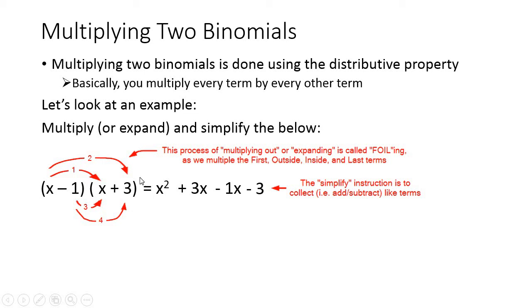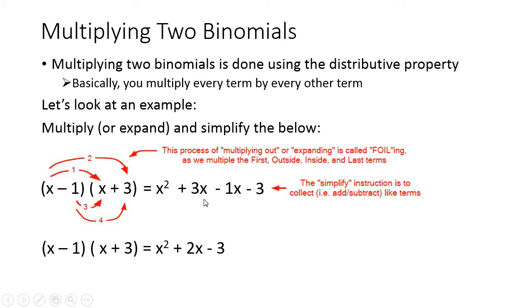And this process over here of multiplying out or expanding is called foiling, as we multiply the first, outside, inside, and last terms, F-O-I-L. So the first terms, the outside terms, the inside terms, and the last terms. So it's just a little memory tool to help you memorize that you need to multiply everything by everything else. And then you're kind of doing it in an ordered manner every time. First, outside, inside, last.